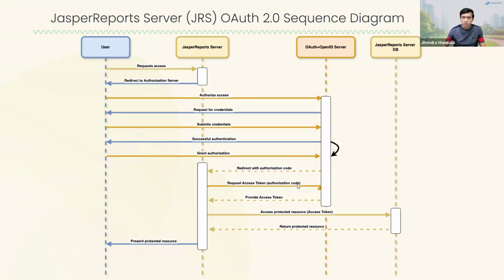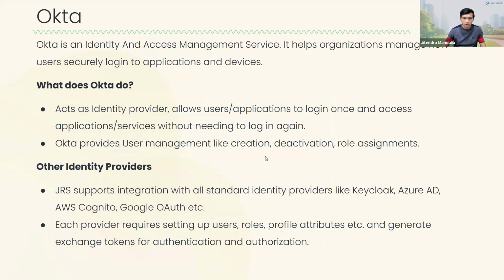That authorization code is what Jasper Server will use to get the tokens, which are the access token and ID token, from the OAuth server. Once the tokens are exchanged, Jasper Report Server will verify the identity of the user and allow the user to log in based on the available access rights in the token exchanged between the OAuth server and Jasper Report Server. So this is end-to-end how a user gains access to resources in the Jasper Report Server using OAuth integration. Next slide.